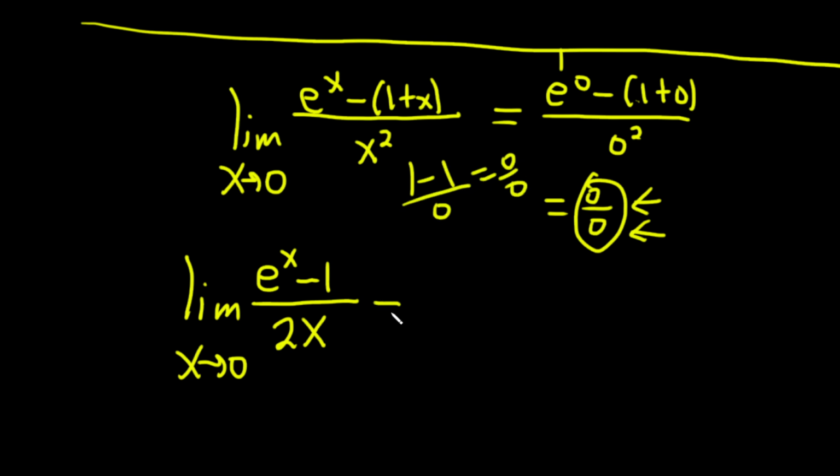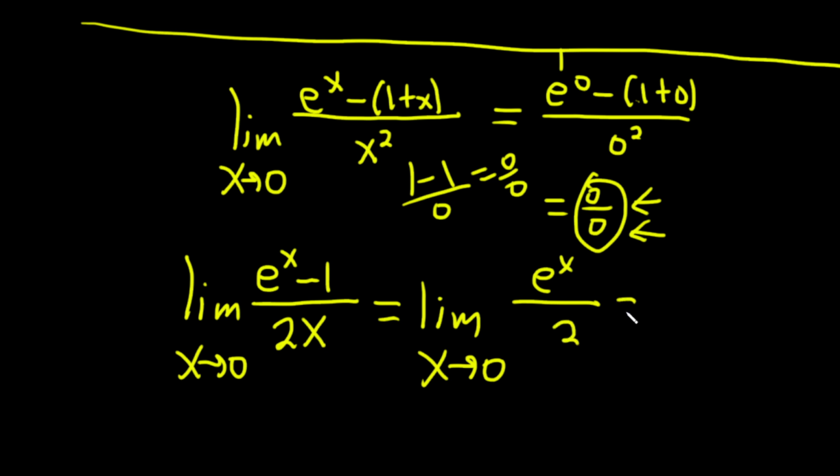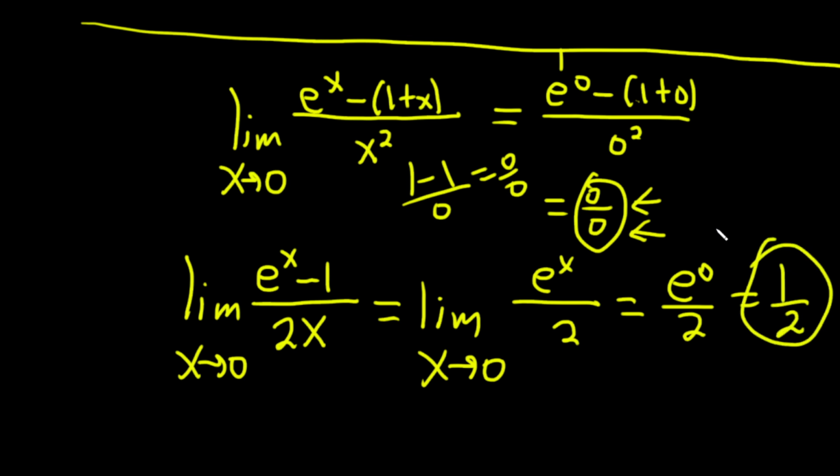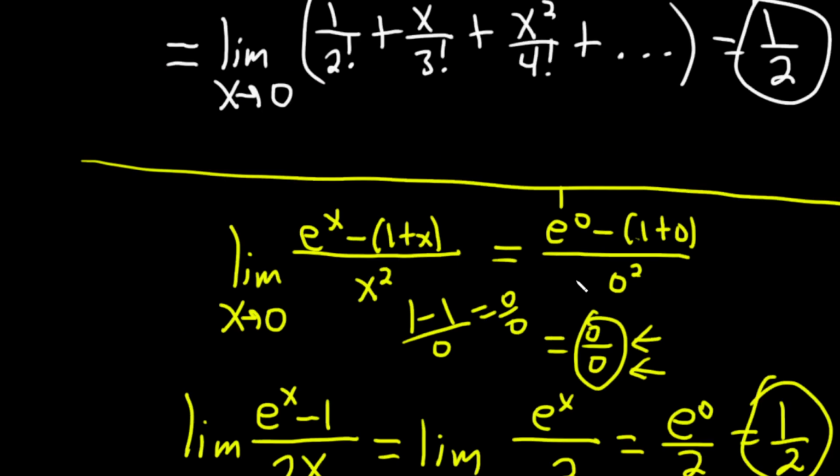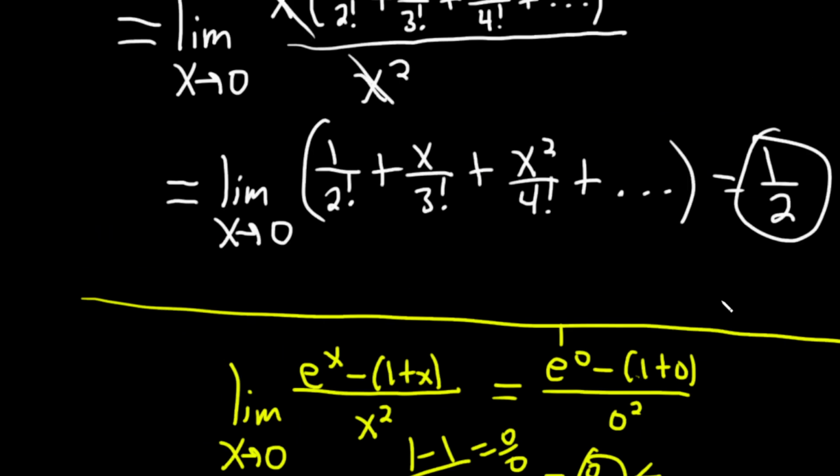So you use L'Hopital's again. Use L'Hopital's twice, right? Derivative here this time is going to be e to the x. Derivative of negative 1 is 0. And the derivative of x is 1, you're just going to get 2. Now you plug in 0, you get e to the 0 over 2, so you get 1 over 2. So you can get the same answer using L'Hopital's rule 2 times, apparently, as we did with series.